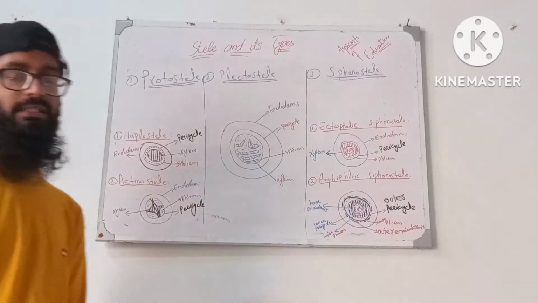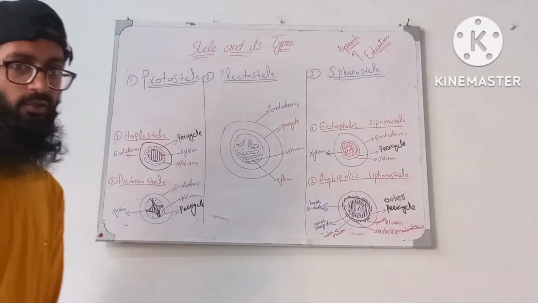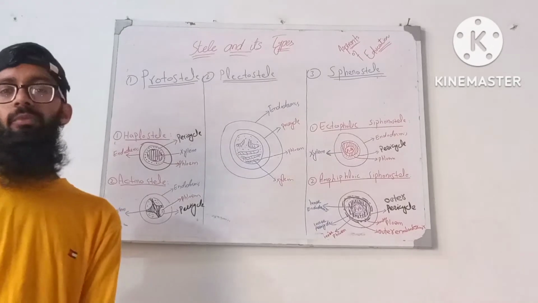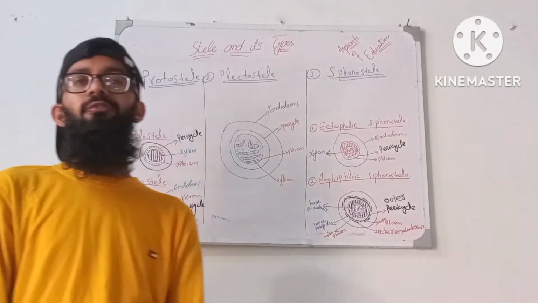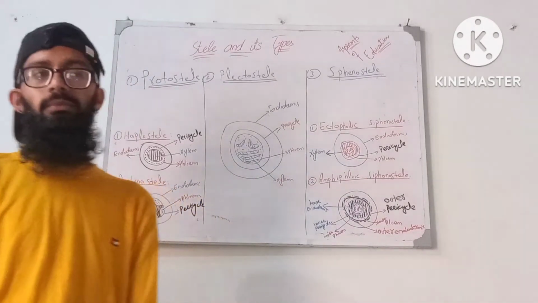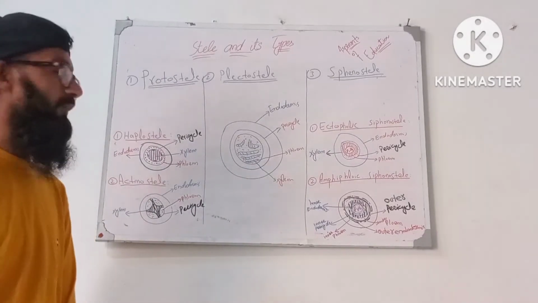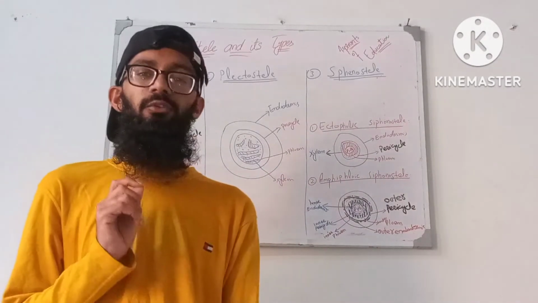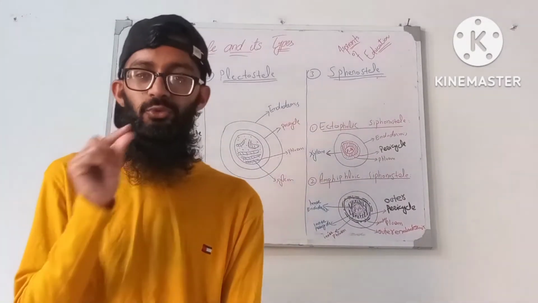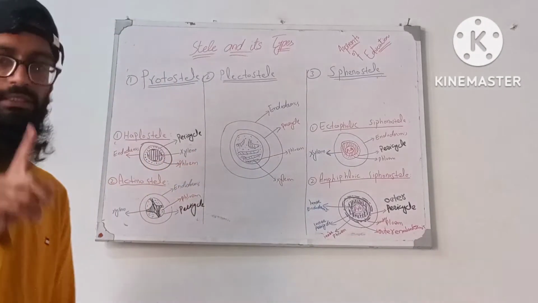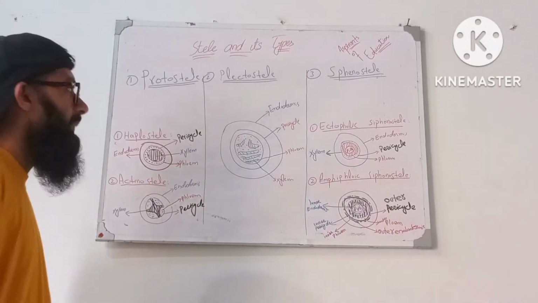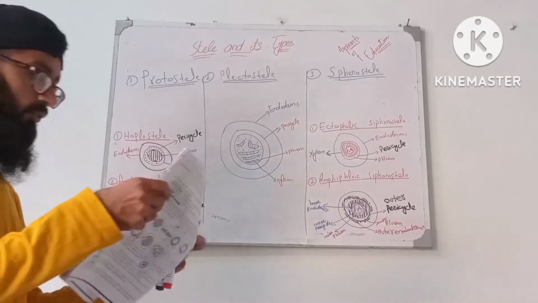Today we will discuss steel and its types. First, we should know what steel is. Simply, we can take this concept: xylem and phloem formed together make steel. Keep just this concept in mind. Now we see the detail from the notes.